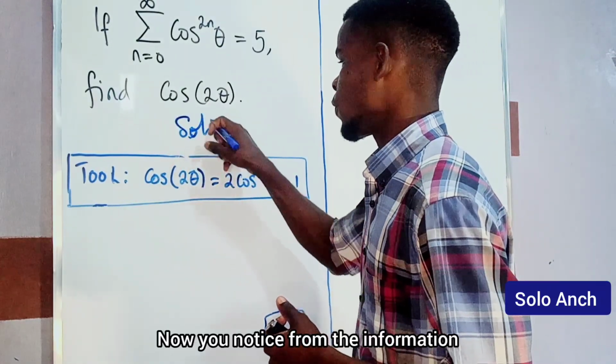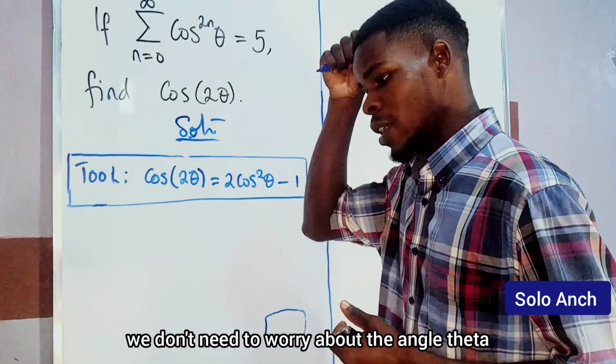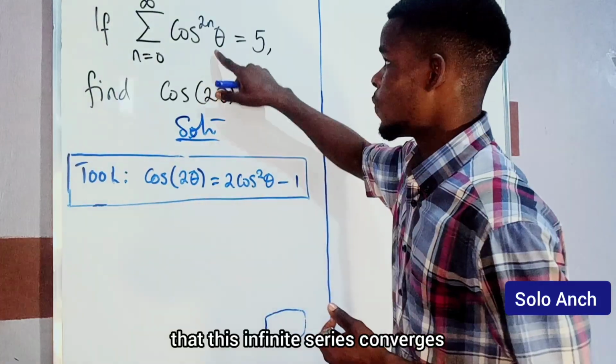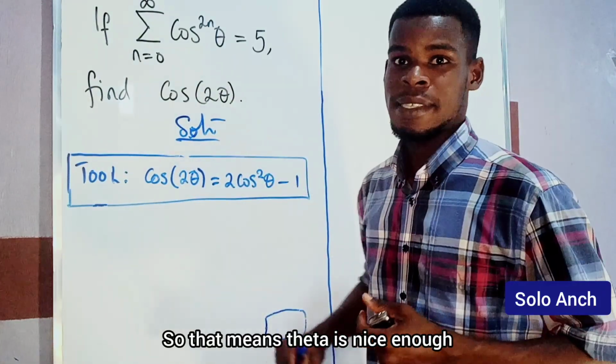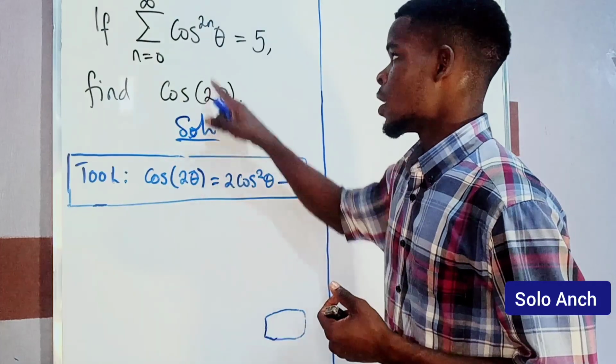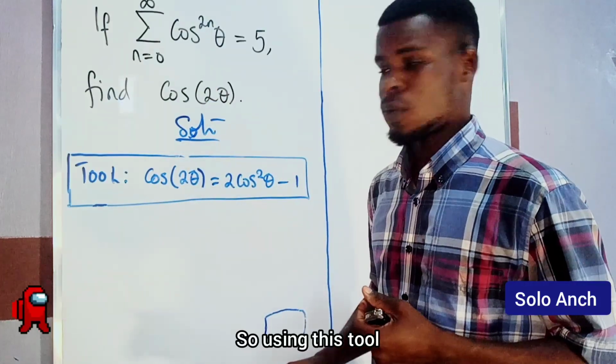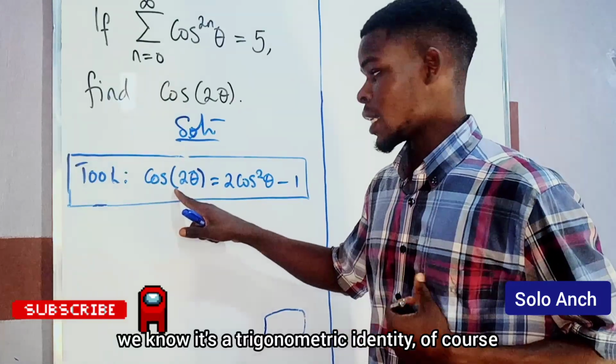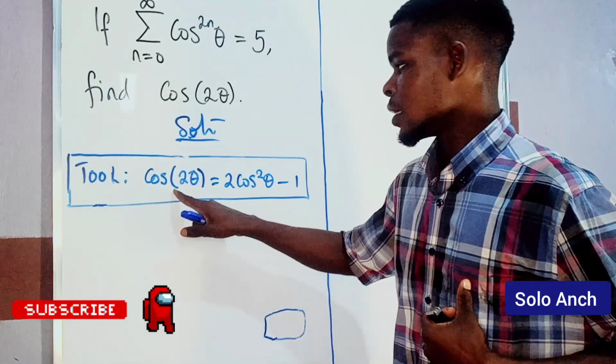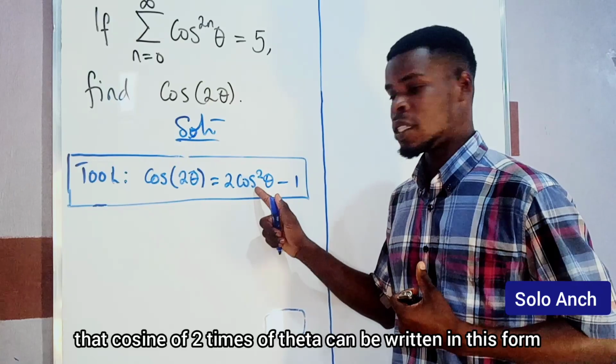Now you notice from the information, we don't need to worry about the angle theta because we are given that this infinite series converges. So that means theta is nice enough. Okay, great. So maybe let's just think about cosine of 2 times theta. So using this tool, we know it's a trigonometric identity, of course, a well-known fact that cosine of 2 times theta can be written in this form.